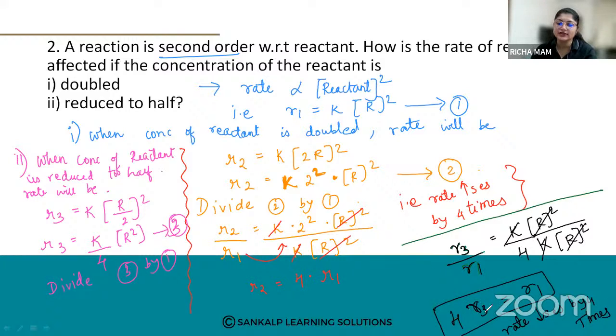Because R1 is the main reaction, and the rate is directly proportional to the reactant concentration squared. So if you have reduced it to half, then the rate will decrease 4 times. So this is with respect to how the rate of the reaction is affected if the concentration of the reactant is doubled or reduced to half. Is it clear?